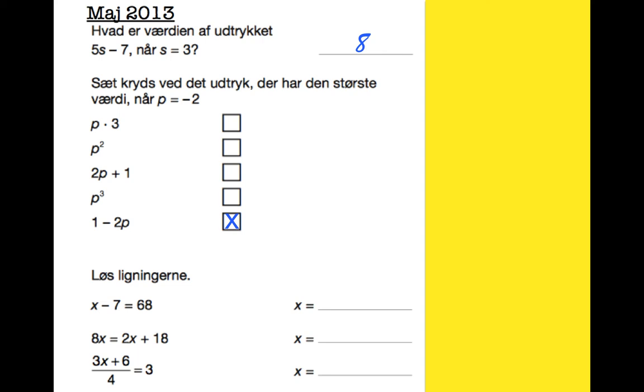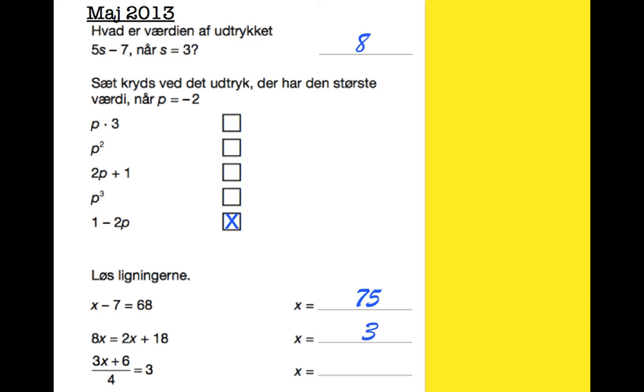Next block, solve the equations. x minus 7 is 68. Add 7 to both sides. x equals 75. 8x equals 2x plus 18. Take away 2 x's from both sides to get 6x equals 18. And divide by 6 to get x equals 3.